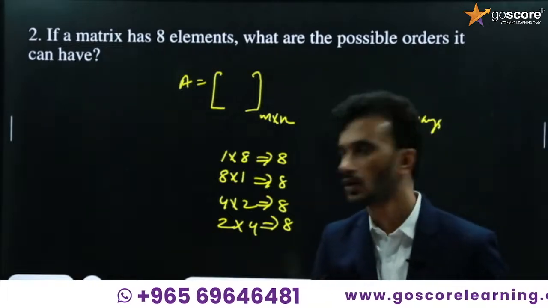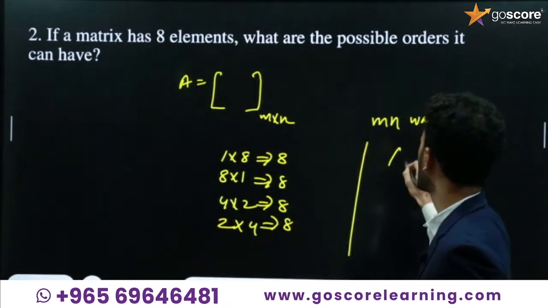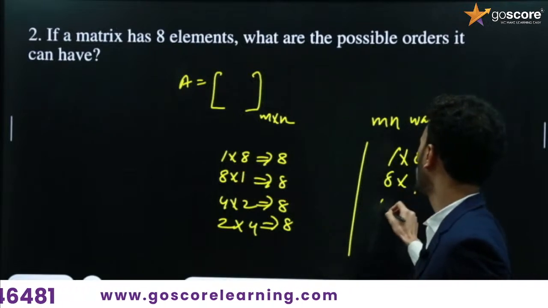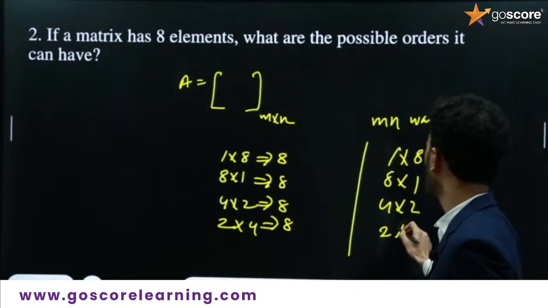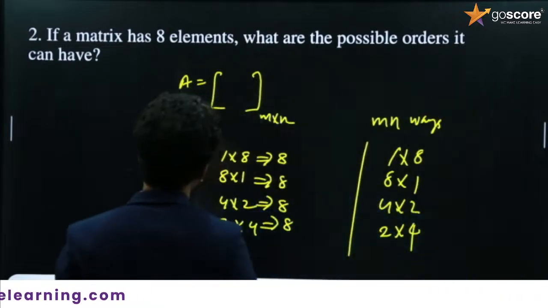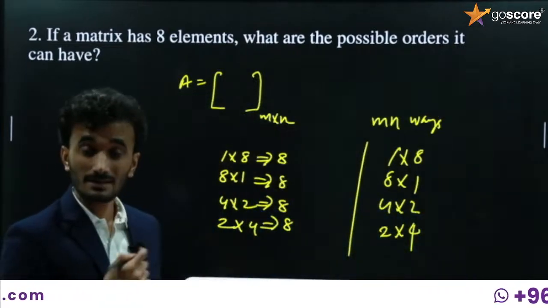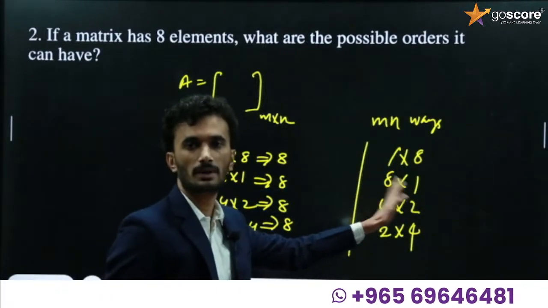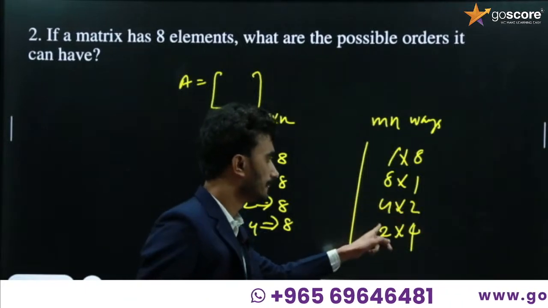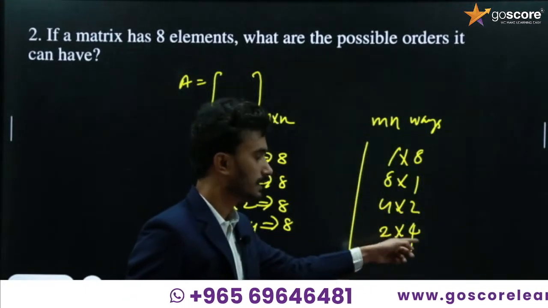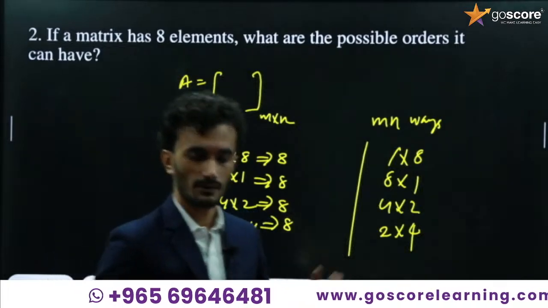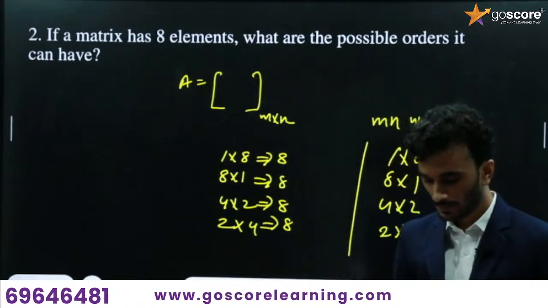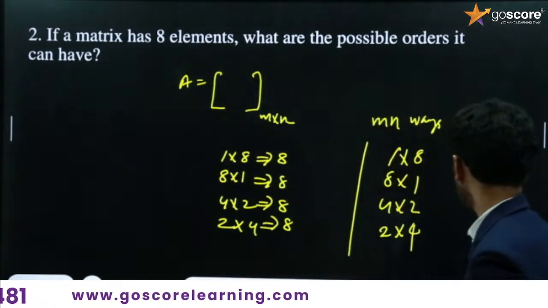So what are the possible orders? 1 by 8, the first one. Then 8 by 1, 4 by 2, and 2 by 4 represent this matrix. This matrix has 8 elements. So we can represent it in these orders: 1 by 8 and 8 by 1, then 4 by 2 and 2 by 4. Sometimes they will ask this type of question in MCQ. Okay, then next question.